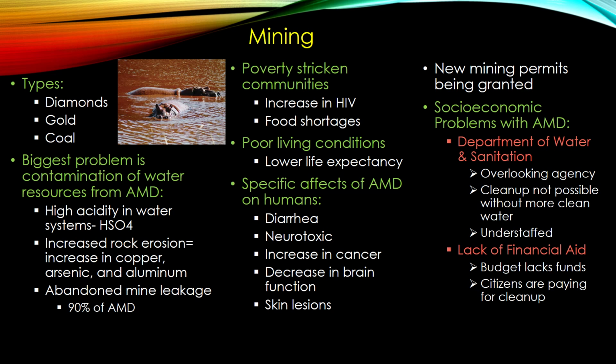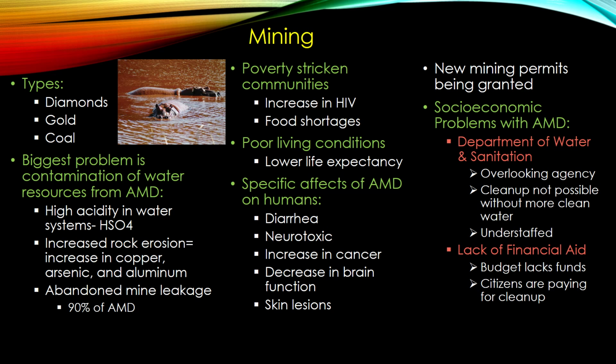With the additional amounts of water and the sulfuric acid and all that, there's going to be an increase in chemical erosion on the rocks, and this is going to cause an abundance of metals to be released into the water system. These metals are going to be copper, arsenic, aluminum, and this is just going to cause more issues downstream when they come out of suspension. Another major source of acid mine drainage isn't from the new mines, but like here in West Virginia, it's from the abandoned mines. 90% of the acid mine drainage in South Africa comes from the 6,000 abandoned mines throughout the country.